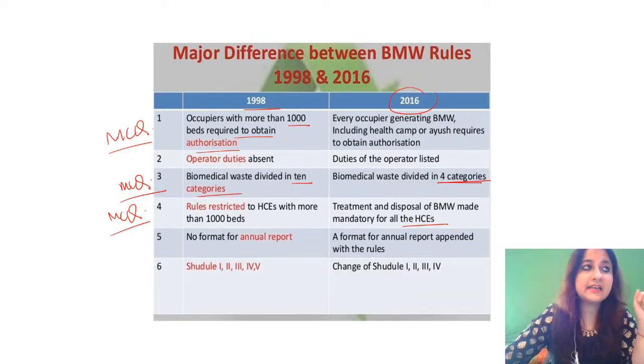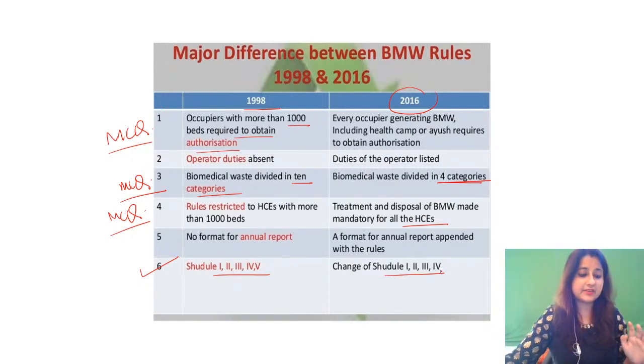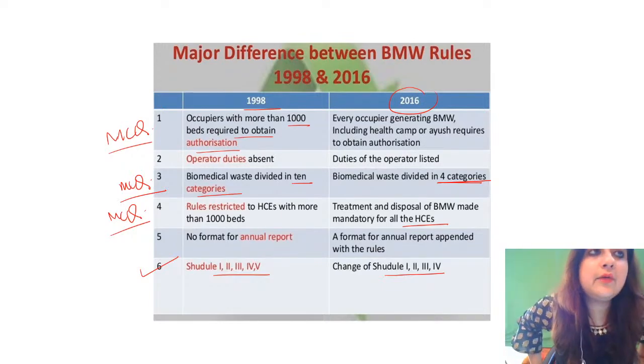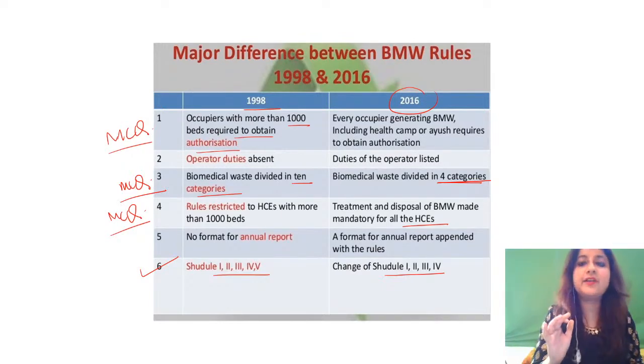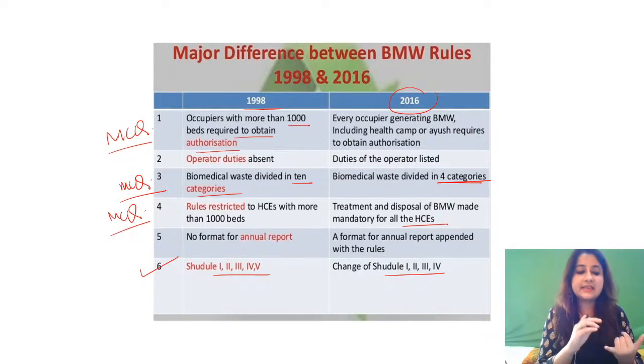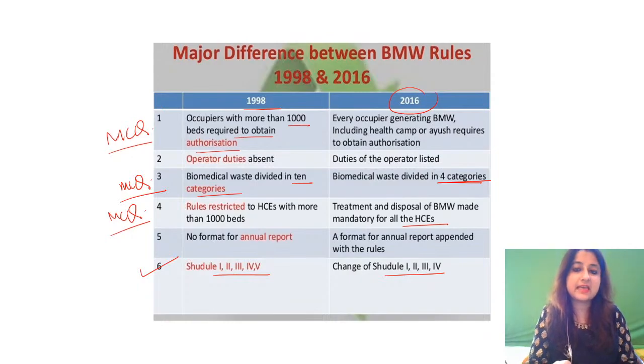One more question that can come is: earlier we used to have 5 schedules, now we have 4 schedules. This is the theoretical part of it. Not many questions come from the theory part, but still we must know that now the biomedical waste rules apply to all the healthcare establishments. We have 4 categories and 4 schedules.